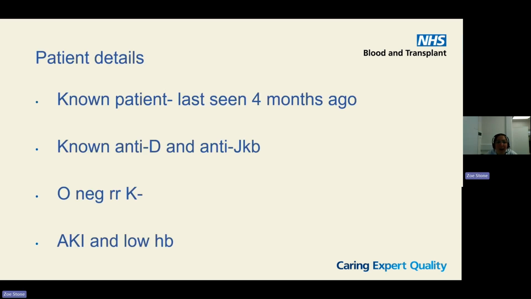First patient was a known patient to RCI that we had seen 4 months previously to this sample, had 2 known alloantibodies, an anti-D and an anti-JKB. They were O neg, little r, K neg, and had kidney injury and a low HB. So there's nothing really outrageous there. Doesn't sound like an autoimmune. Sounds like they might be a responder since they've already made 2 alloantibodies.